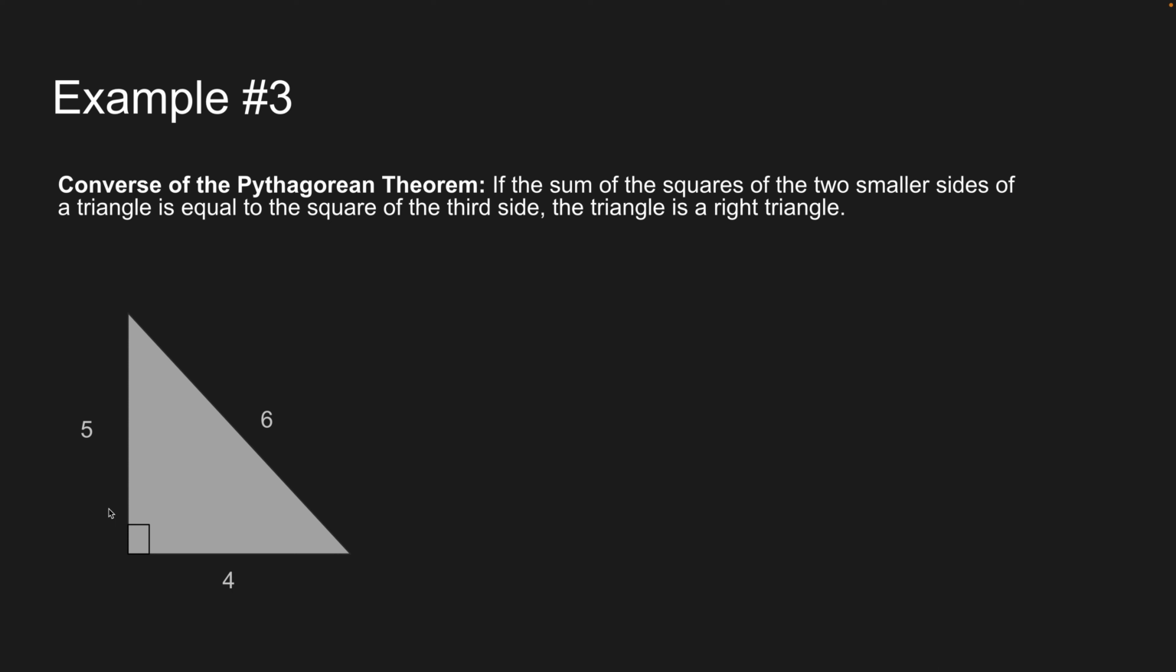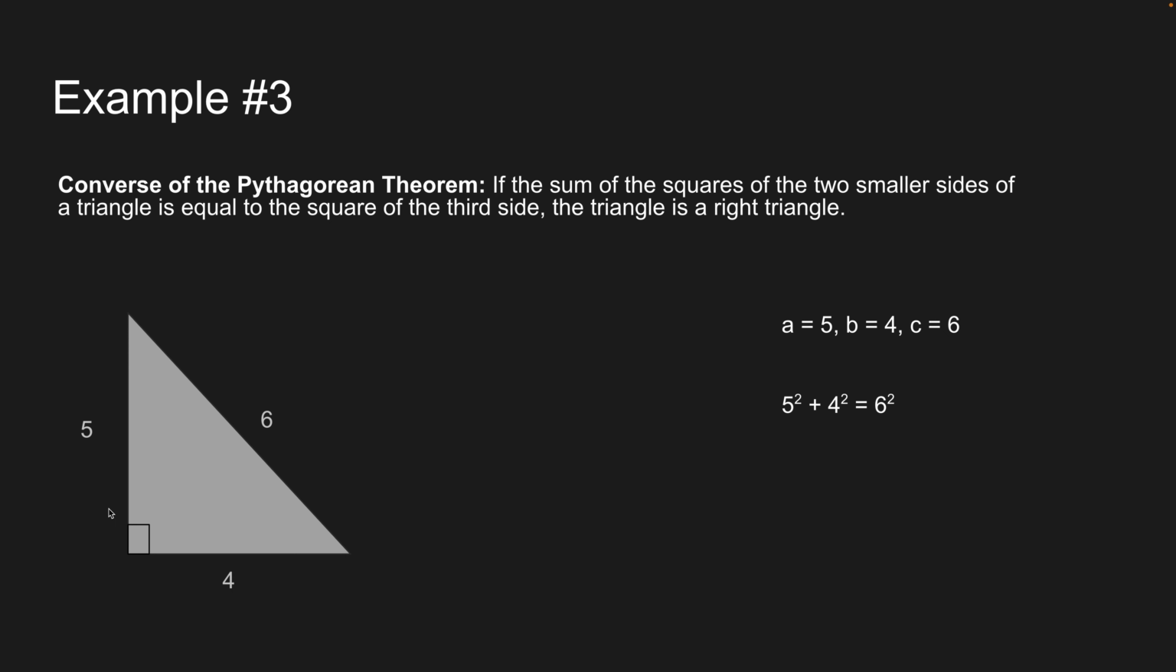Now, we have a triangle with sides of 4, 5, and 6 units respectively. Because 6 is the greatest side, it is supposed to be the hypotenuse. 4 and 5 are supposed to be the legs, represented by a and b. To determine whether or not the triangle is a right triangle, we must plug our lengths into the Pythagorean theorem and evaluate whether or not the resulting equation is correct.